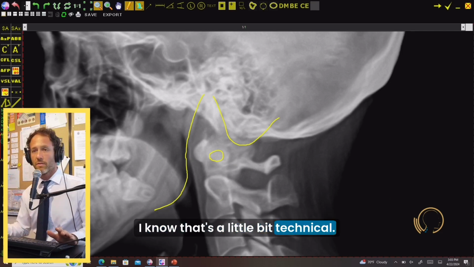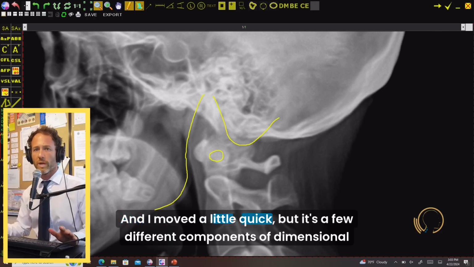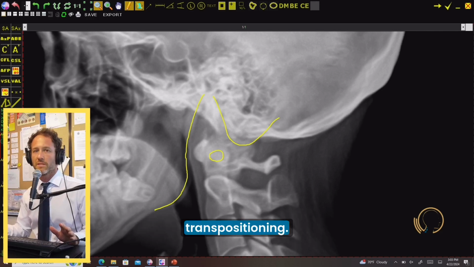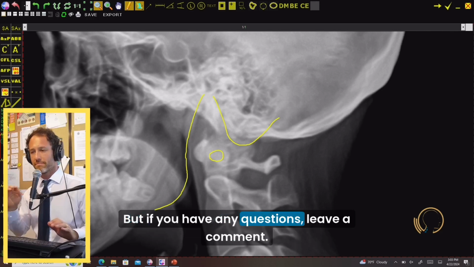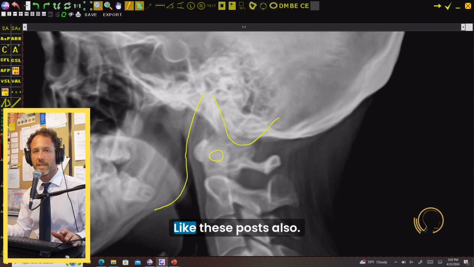I know that's a little bit technical and I moved a little quick, but it's a few different components of dimensional transpositioning. But if you have any questions, leave a comment, like these posts.